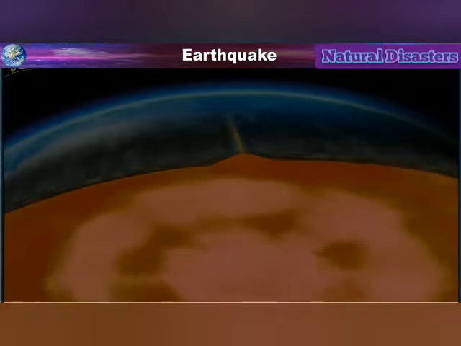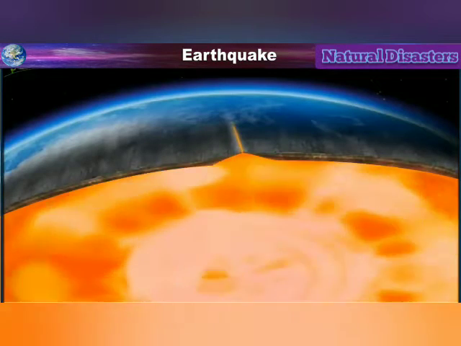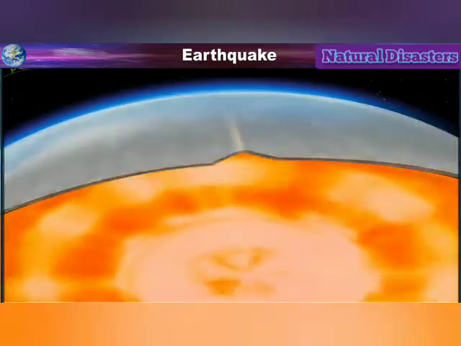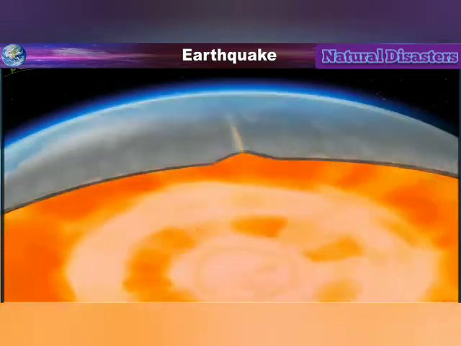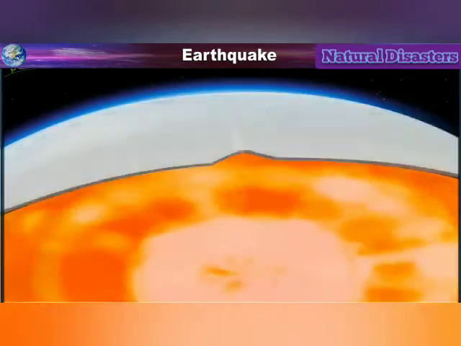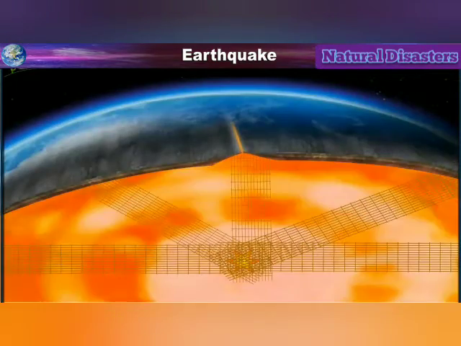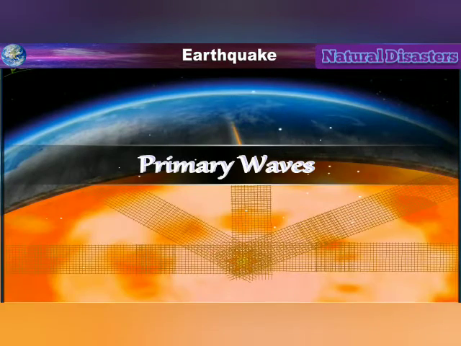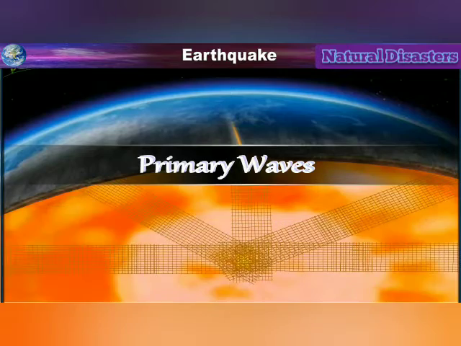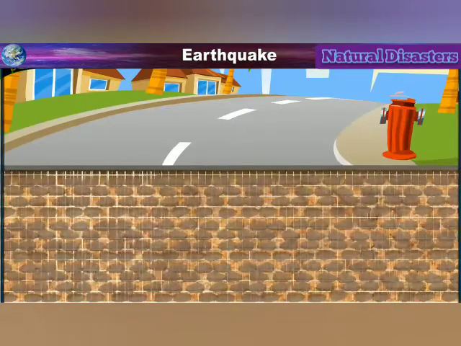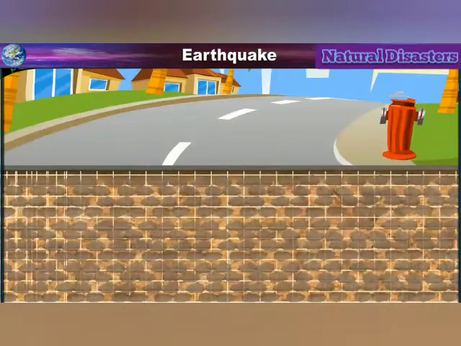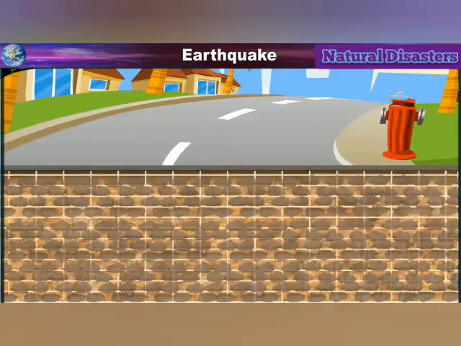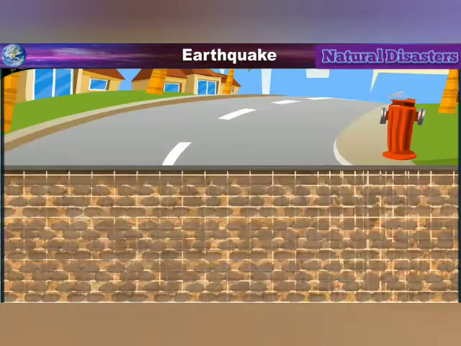Primary waves. These are the waves first to reach Earth's surface immediately after the energy is released in the interior. The waves traveling rapidly in radial direction are called primary waves. Due to these waves, the grains in the rocks move forward and backward in the direction of the waves.